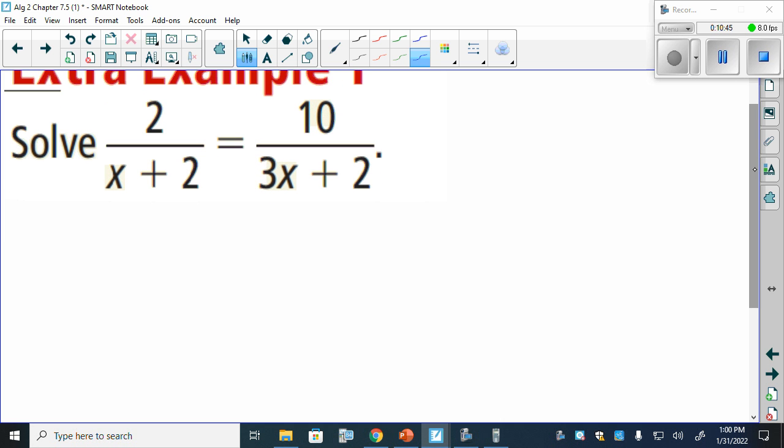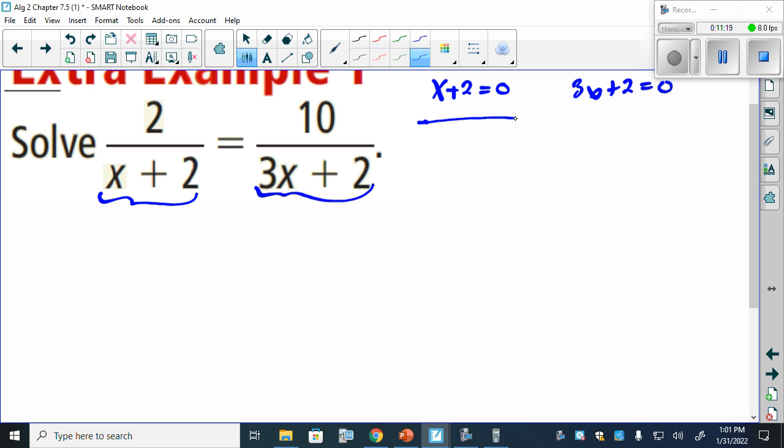So let's look at this one here. Now we can look at the restrictions to see what value of x we cannot have. And it's really whatever value is going to make either x plus 2 or 3x plus 2 be what? 0. We cannot have 0 in the denominator. So we can set x plus 2 equal to 0 and 3x plus 2 equal to 0 to see what values are going to work.